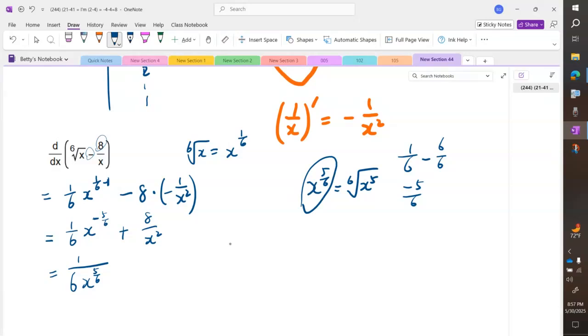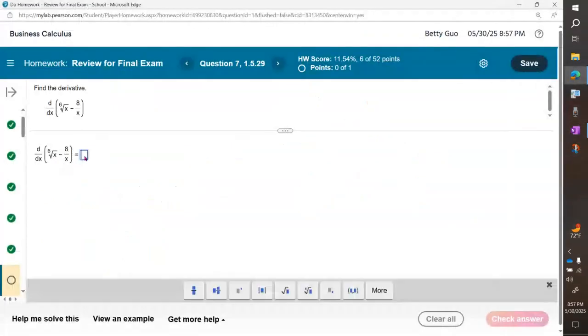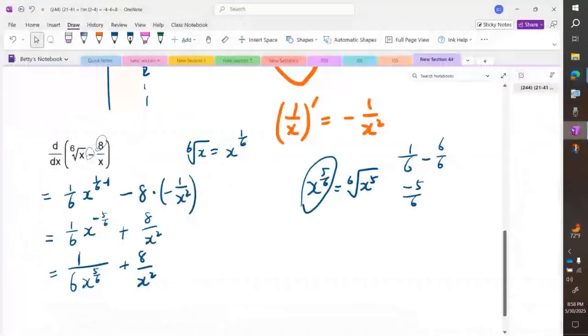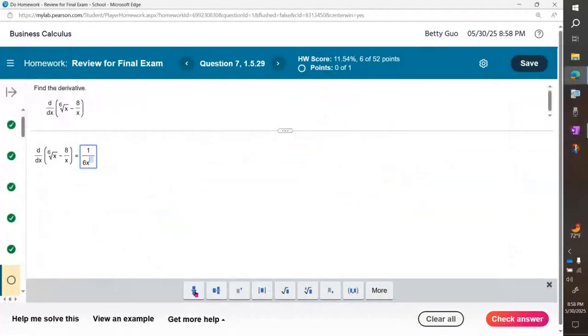Let's firstly enter this to see if the system marks it correct. The numerator is 1, plus 8 over x squared. We're going to enter that in the cell. Numerator is 1, denominator 6, x to the power of 5 over 6.